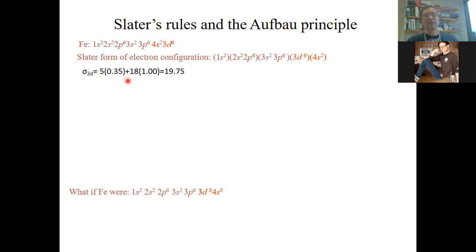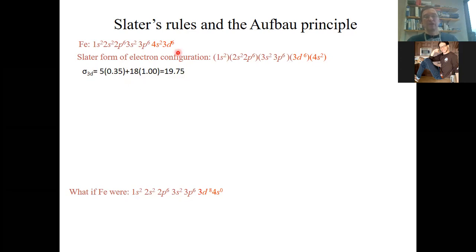Now to that we have to add 18 electrons that contribute 1 to the shielding constant. Why is that? Because we look at the d electron, so all electrons that are to the left of the electron that we look at, they count 100%, and overall these are 18. 2, 4, and 6 are 10, 12, and 6 are 18. So overall we have 5 times 0.35 plus 18 times 1, which is equal to 19.75.